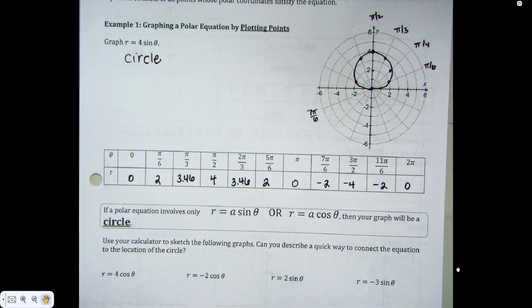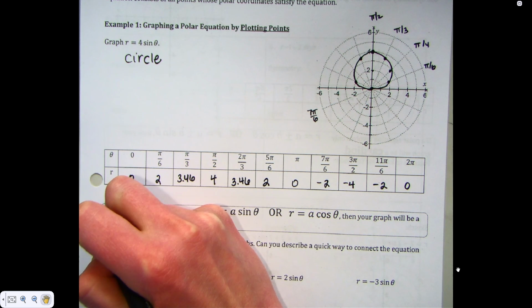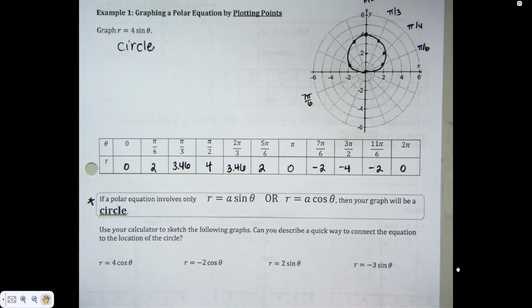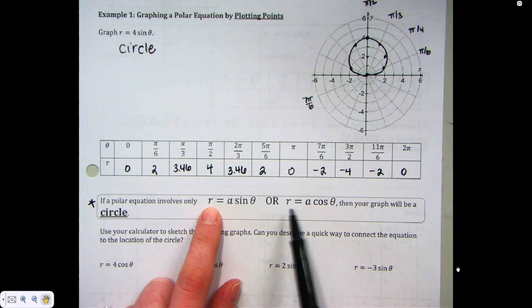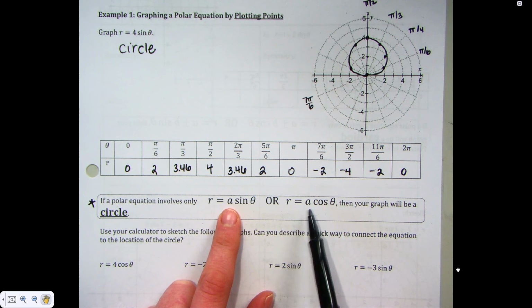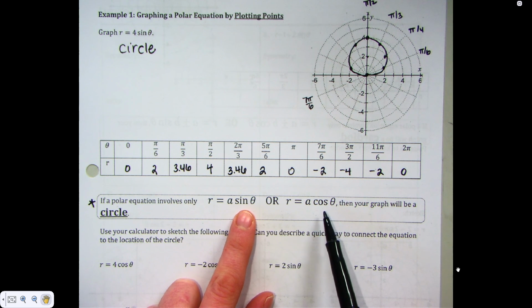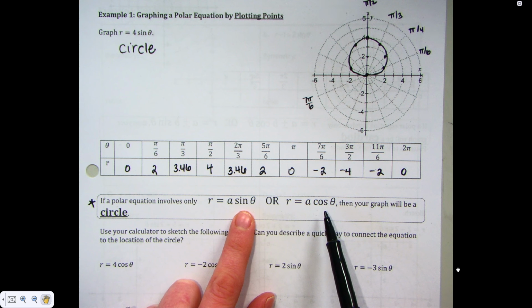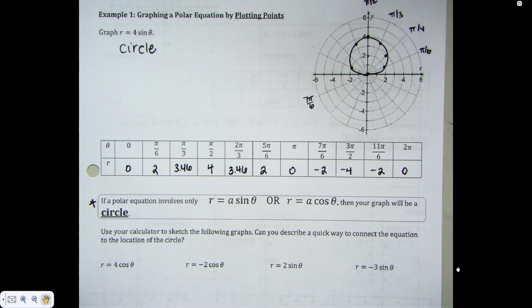In fact, in general, anytime I have an equation that looks something like this one, I will always get a circle. So notice here, if r is equal to a, where a can be any value, it could be 2 or 4 or 3, it could be a fraction, doesn't really matter, and then times my trig function. So if you have an a times a cosine or a sine theta, you will always get the graph of a circle.